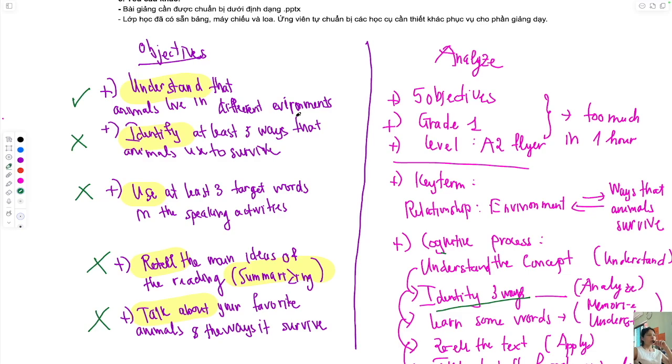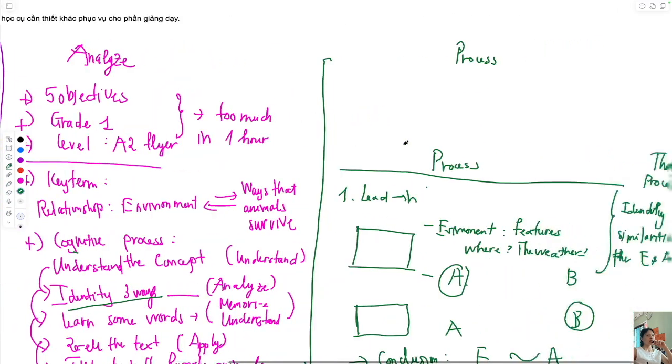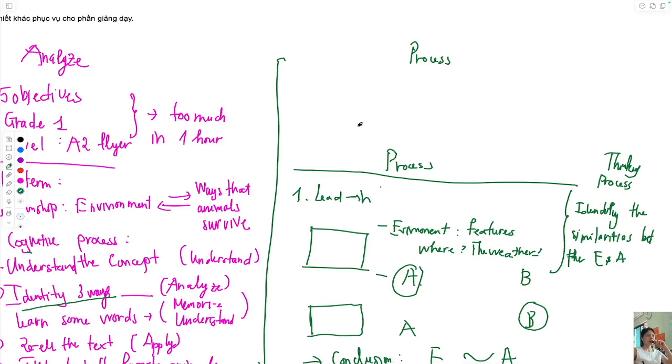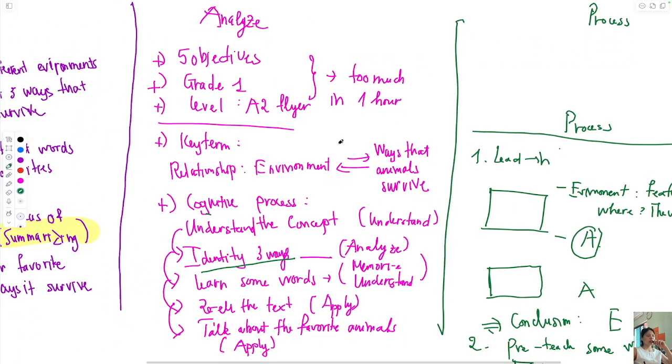So we've gone through the process of going from the objectives to the analysis process to, I think, the execution process. And this is my approach to lesson planning. I use cognitive understanding to analyze the objectives in terms of cognition, and then I design the lesson afterwards, including the activities, the materials, and the process of instruction.